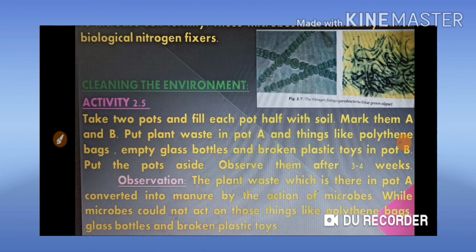If we can't clean the environment, there will be more pollution on this earth in the form of garbage, soil pollution, air pollution, or water pollution. We throw all these plastic bags, plastic toys, and glass bottles into the water, so we are polluting the water and also the earth. If microorganisms are there, then definitely they will decompose them.